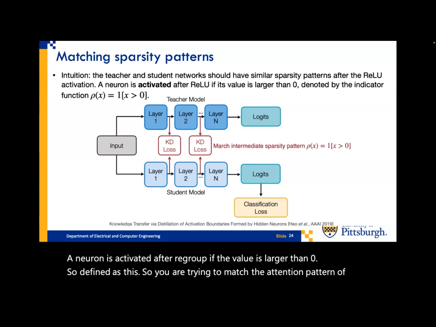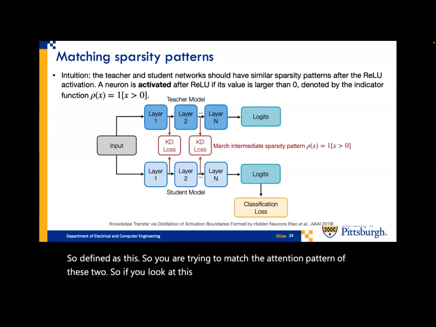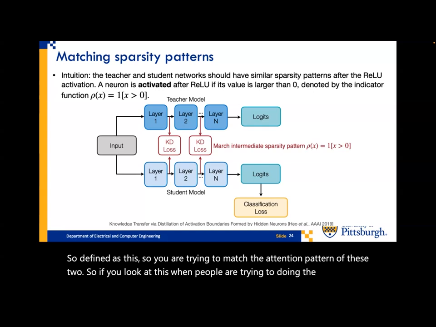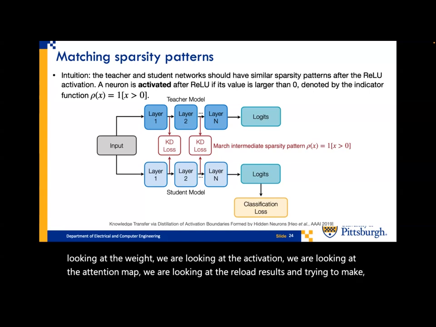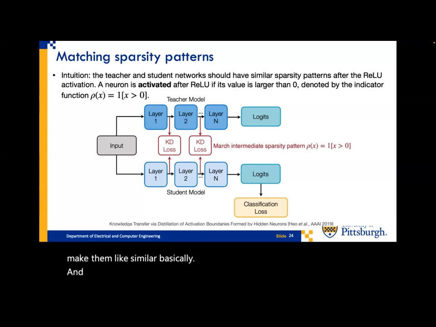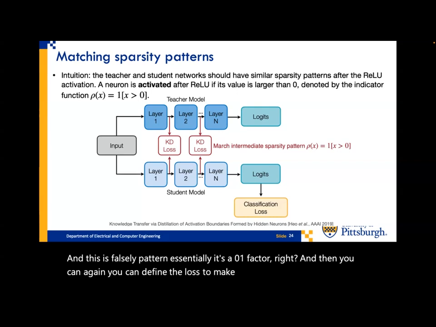When people do distillation, essentially we are looking at different stages of the network. We are looking at the weights, the activations, the attention map, and the ReLU results, and trying to make them similar. This is the sparsity pattern. Essentially, it's a 0, 1 matrix, right? And then you can define the loss to make them more similar to each other.